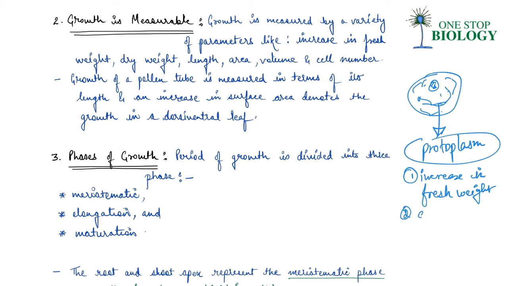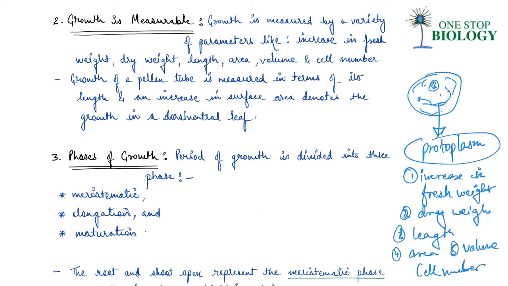Then there is an increase in dry weight, right? Increase in length, area, volume, cell number. So there are so many parameters on which you can measure the rate of growth, or you can just say that you can measure the growth of a plant.